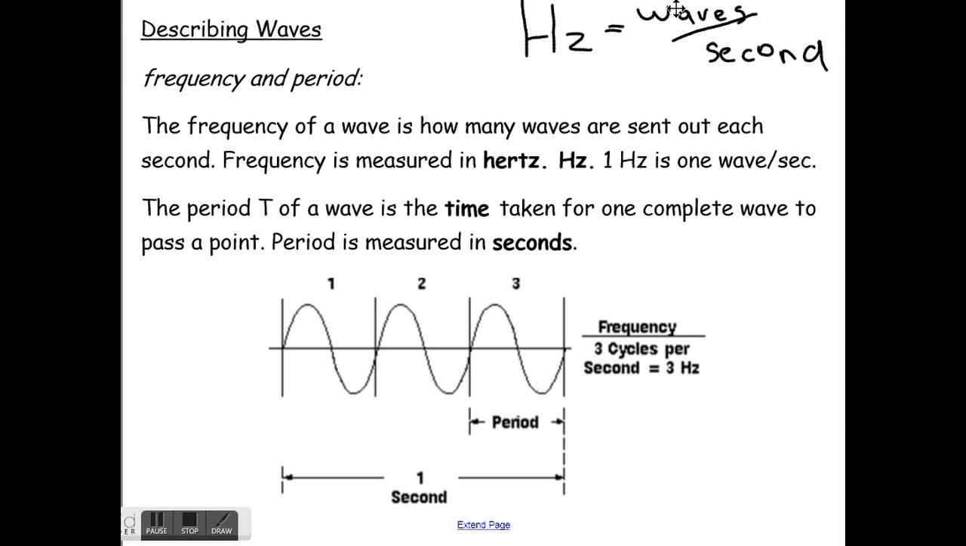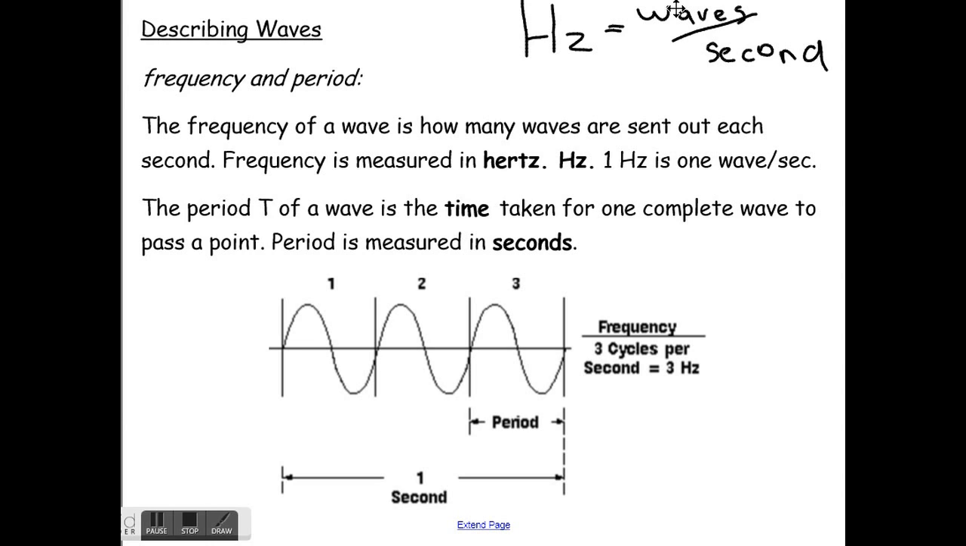Okay? So in this example, the frequency is 3 cycles per second. This amount here is 1 second. I have 3 cycles in a second, so my frequency is 3 hertz, 3 cycles per second. And then the period here would be 1/3 of that. So the period would be 1/3 of a second, because that's how much time it takes to complete one cycle. Does that make sense so far?